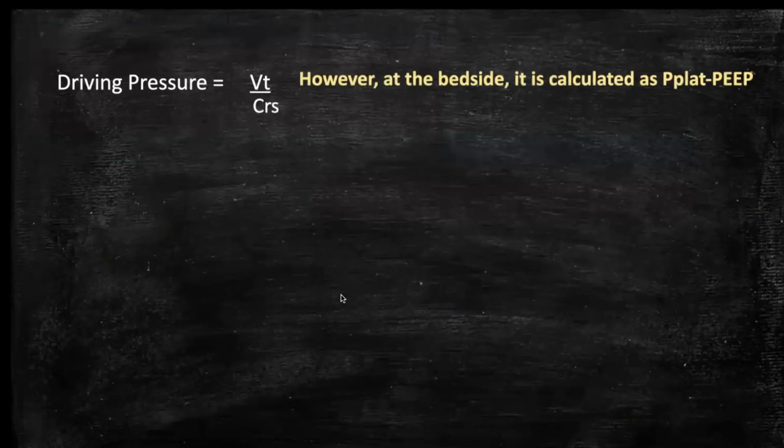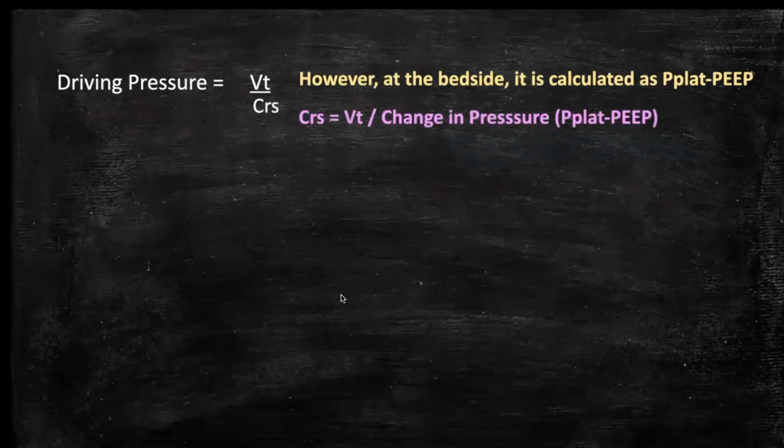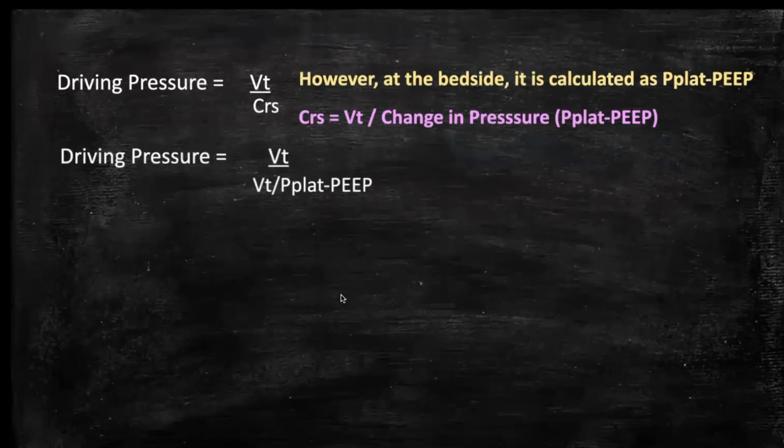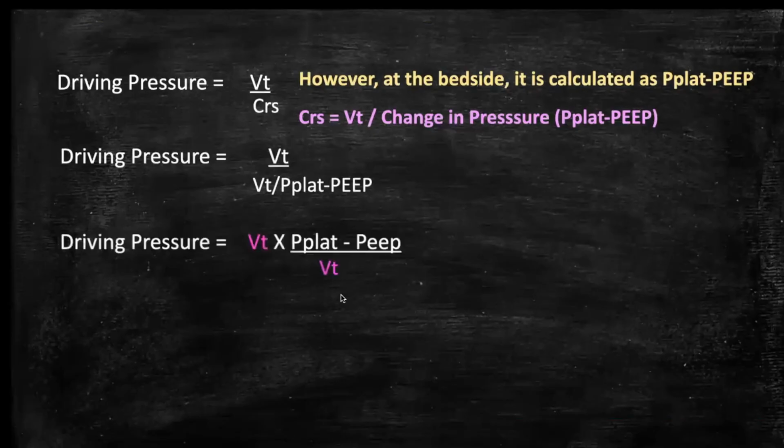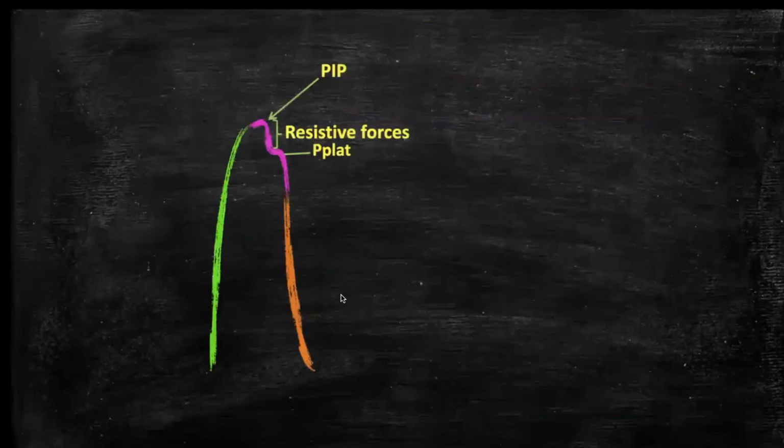And at the bedside, it is calculated as Plateau pressure minus positive end expiratory pressure. And why? Because mathematically, respiratory compliance is equal to Vt divided by change in pressure, that is Plateau pressure minus PEEP. So if you take driving pressure, it is Vt divided by compliance, that is Vt divided by Vt over Plateau pressure minus PEEP. So Vt will cancel, and you will get driving pressure equal to Plateau pressure minus PEEP, and that's why driving pressure is measured at the bedside as Plateau pressure minus PEEP.